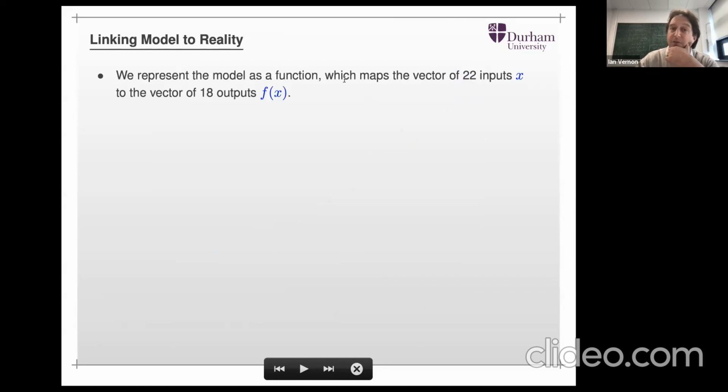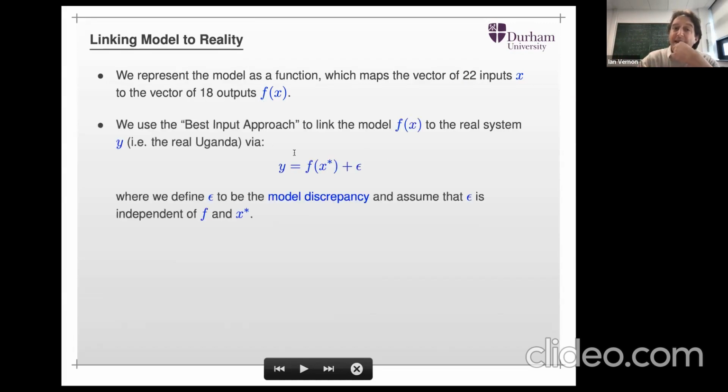So we represent the model as a function which maps the vector of 22 inputs x to the vector of 18 outputs f of x. So x has got a whole list of 22 things in it, f has got a list of 18 things in it. We use the best input approach to link the model to the real system y.